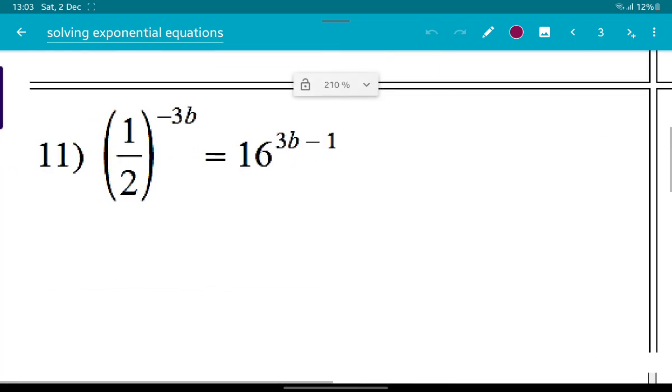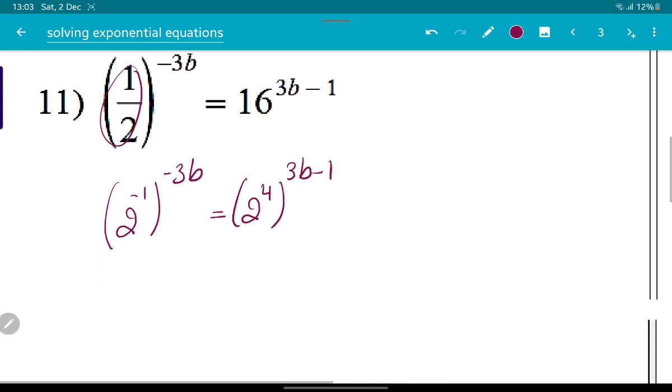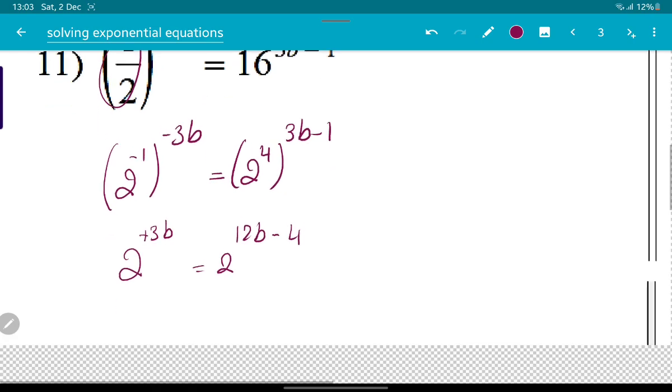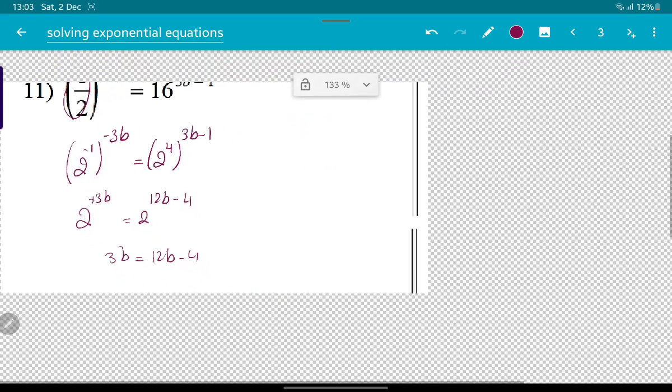I can do this for you. This half is 2 power negative 1 raised to power negative 3b, and this is 2 power 4 raised to 3b minus 1. So this will be 2 power positive 3b when we multiply, and this will be 2 power 12b minus 4. You can take the two powers and solve.